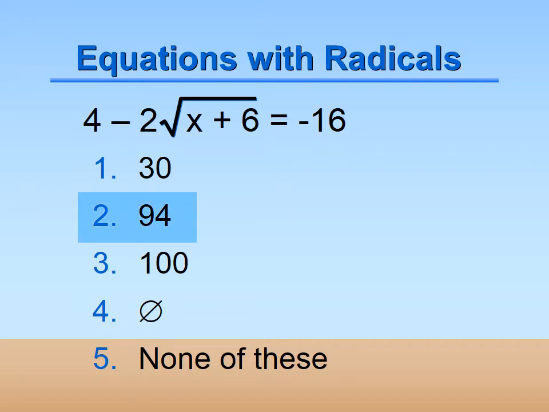Okay, the answer is 94. So the first thing you would want to do is get rid of this 4, right? So you subtract 4 from both sides. So you get negative 2 square root of x plus 6 equals negative 20. And the next step, you would divide both sides by negative 2. And when you divide by negative 2, the negatives cancel out, leaving you the square root of x plus 6 equals 10, positive 10. So then you square both sides, and you get x plus 6 equals 100. And then you subtract 6, leaving you 94.